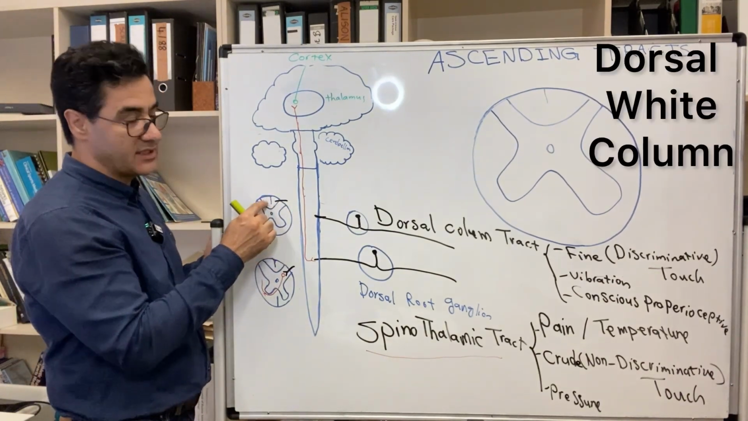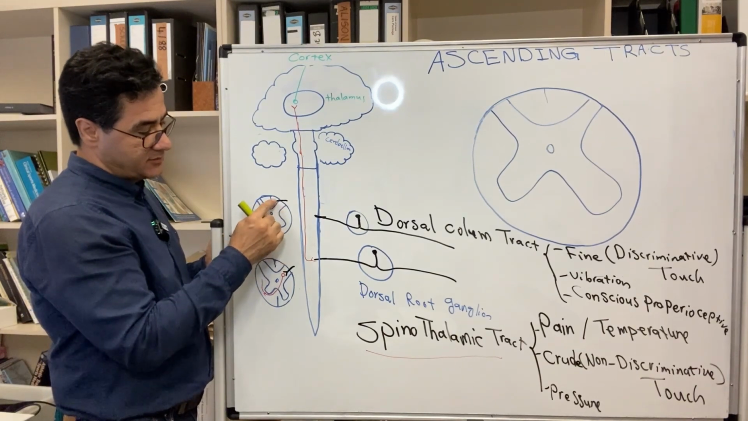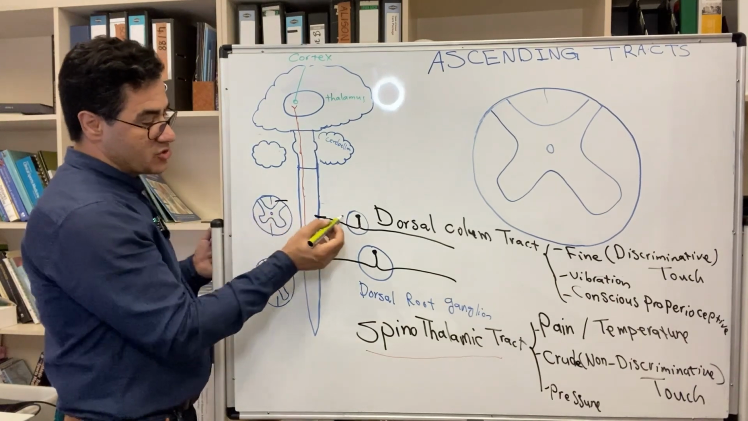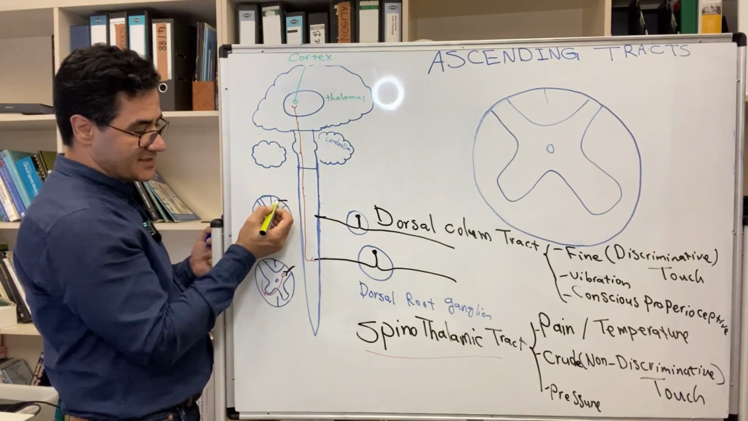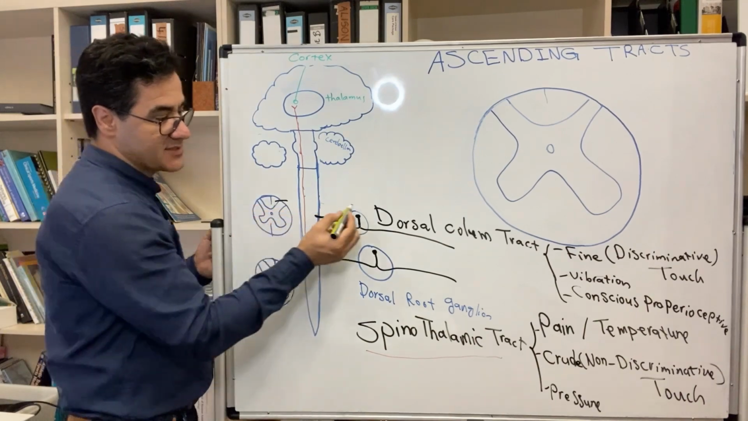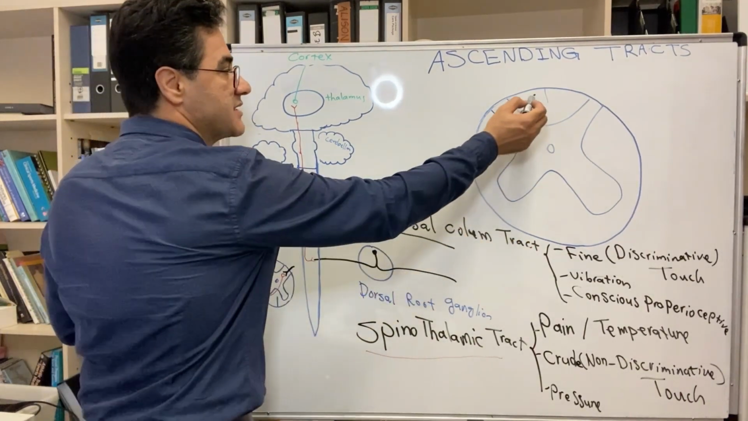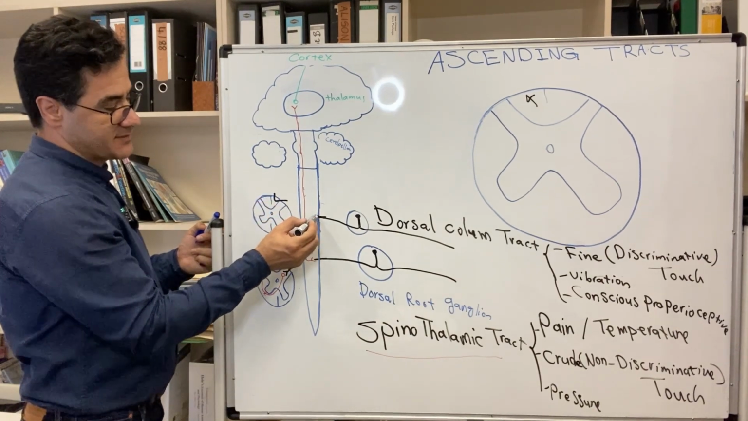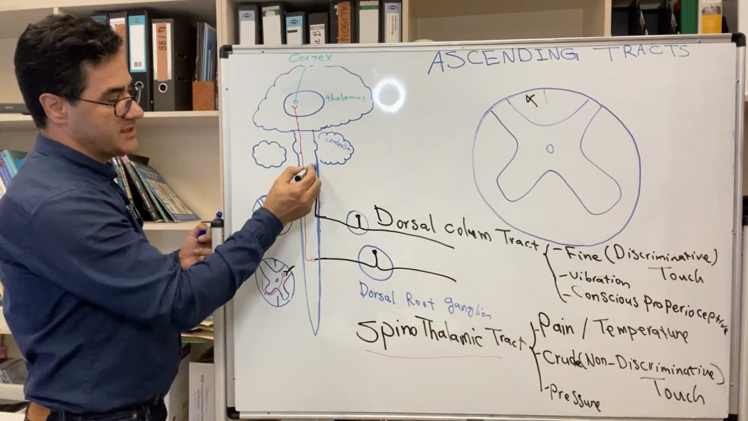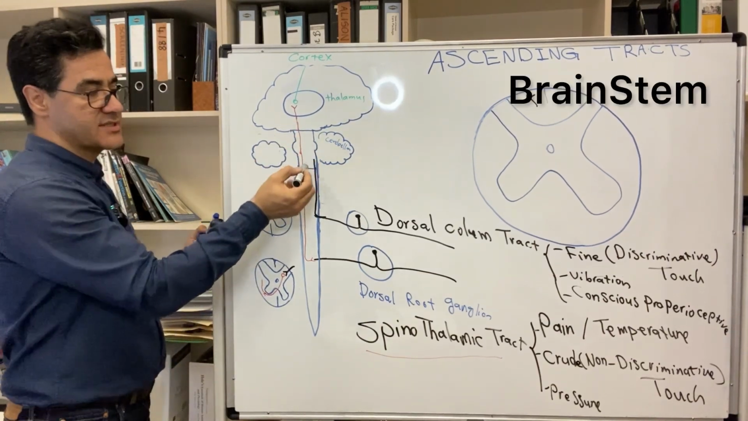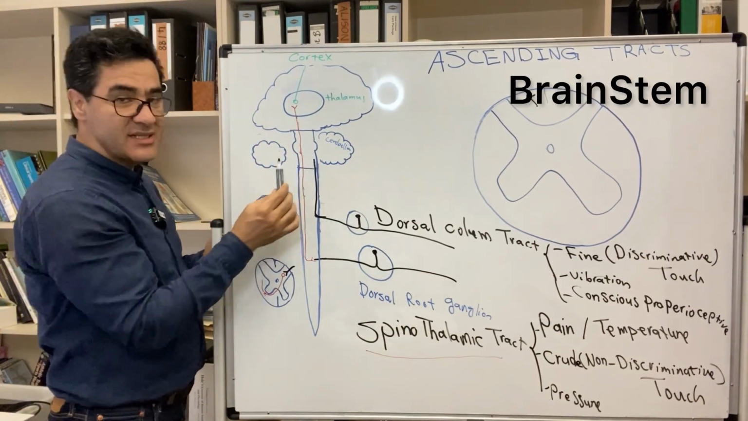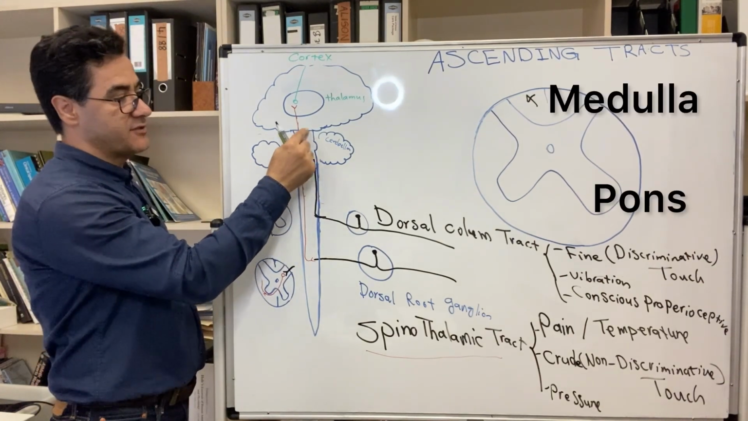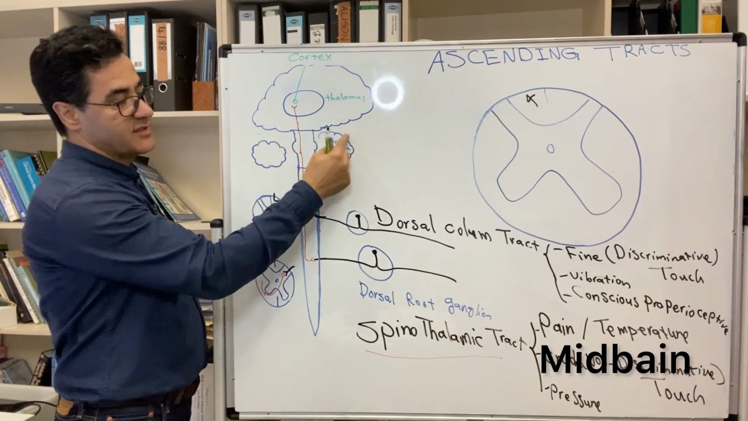Here we have the dorsal column white matter, the lateral column, and the anterior or ventral column of white matter. So it directly gets into the dorsal column. That's why it is called the dorsal column tract. It gets into this area here, and it runs all the way up like this, getting into the brainstem. Here is the brainstem. The brainstem is subdivided into the medulla, in the middle we have the pons, and at the top we have the midbrain. Behind the brainstem we have the cerebellum.